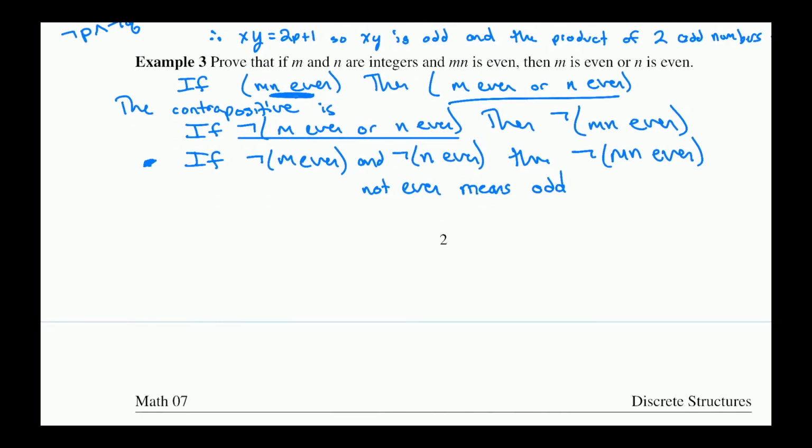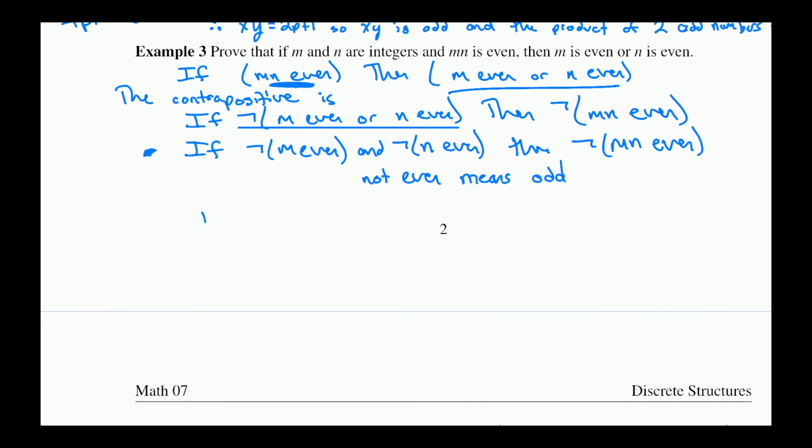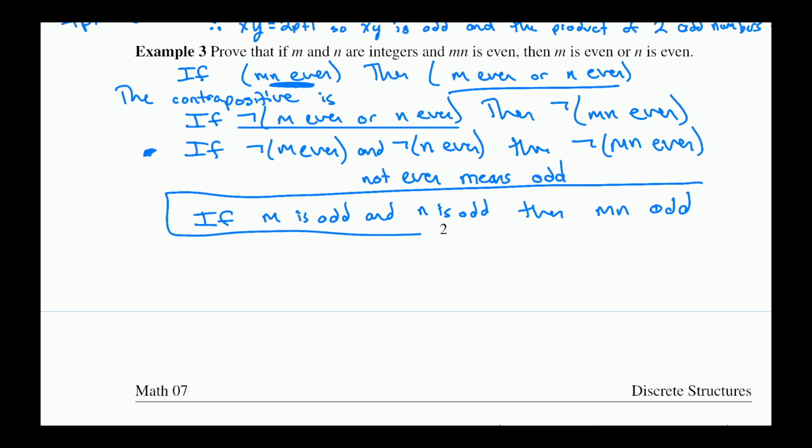Not even means odd. So that would be: if not M even, so if M is odd, and not N even, N is odd, then not MN even, MN odd. Now, this is not the proof. This is just rewriting the theorem. So this right here is equivalent to the theorem that I was given in example 3.